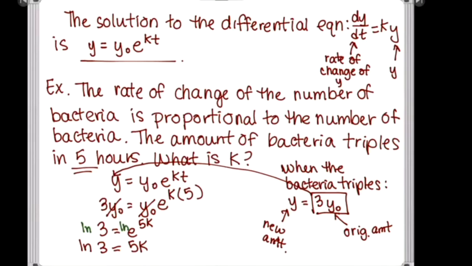Okay, now let's divide both sides by 5. So k is going to equal ln 3 over 5. Question, is that the same as ln of 3/5? What do you think? Is this answer we got the same as ln of 3/5?